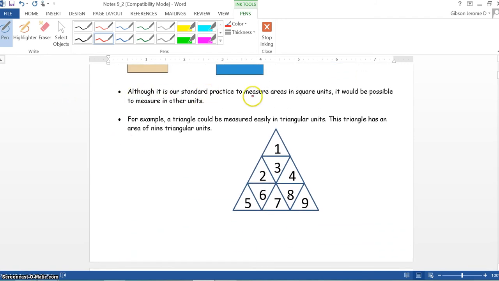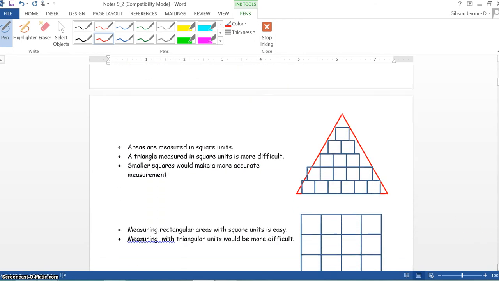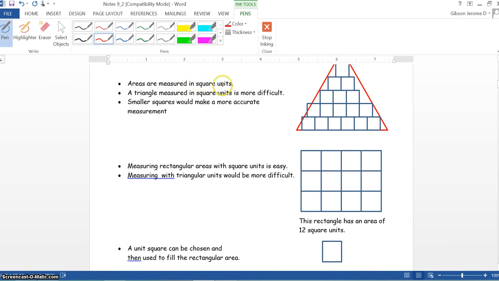Now, although it is our standard practice to measure areas in square units, it would be possible to measure in other units. For example, a triangle can be measured easily in triangular units. The triangle has an area of 9 triangular units, which we show here. Areas are measured in square units. A triangle measured in square units is more difficult. Smaller squares would make a more accurate measurement. Measuring rectangular areas with square units is easy. Measuring with triangular units would be more difficult.